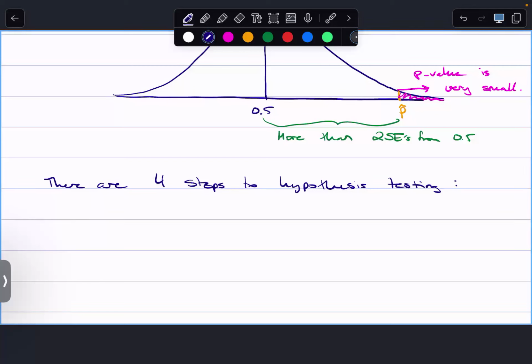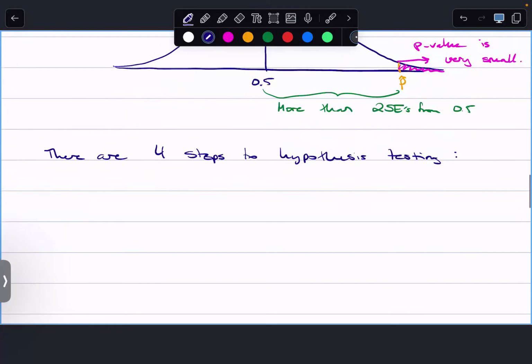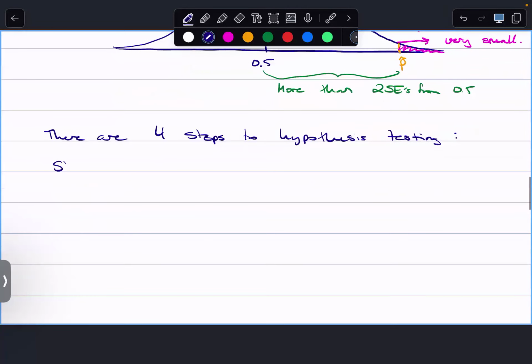Now, what's really nice is once we have these rules, the rules of the game, then we can play all the games. So it's worthwhile spending some time and just talking about what each step is, and then we can apply it to all the different types of scenarios. And so that's really nice. So step 1 is to state the hypotheses.